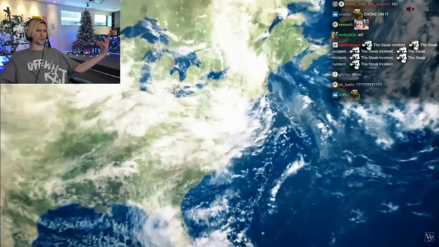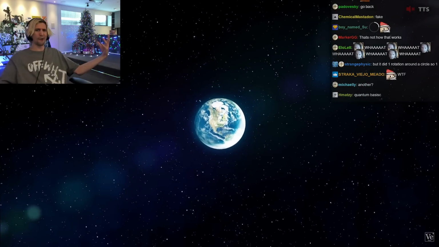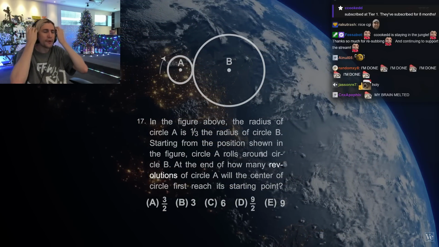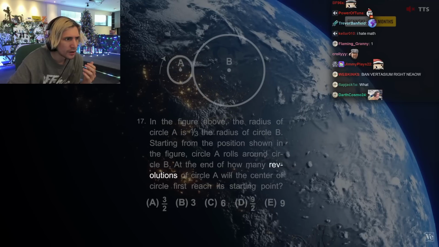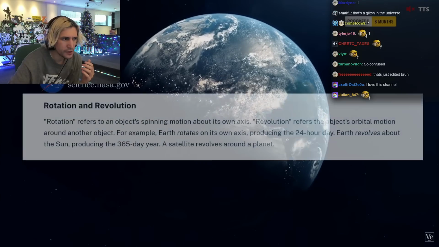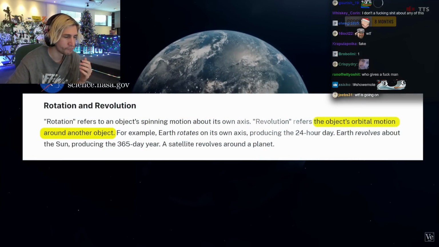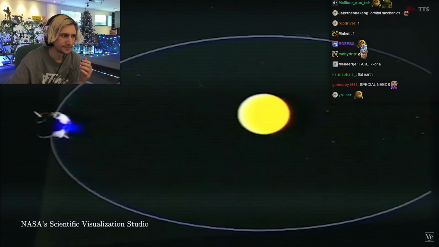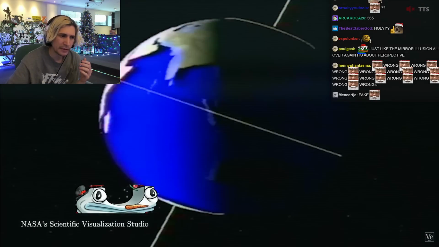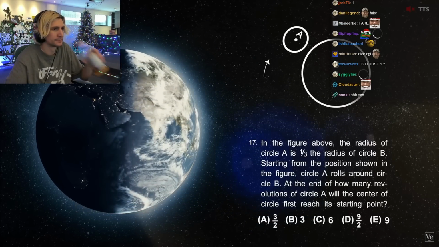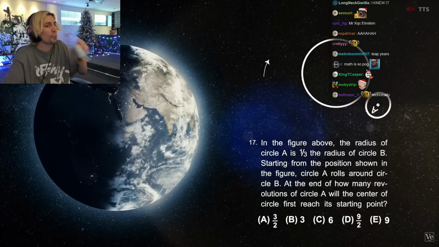But there's even another answer. If you look closely at question 17, it asks how many revolutions circle A makes as it rolls around circle B back to its starting point. Now, in astronomy, the definition of a revolution is precise. It's a complete orbit around another body. The Earth revolves around the Sun, which is different from it rotating about its axis. So, by the astronomical definition of a revolution, circle A only revolves around circle B once. It goes around 1 time.